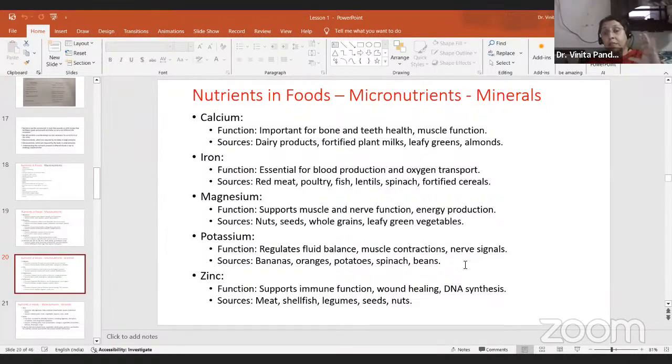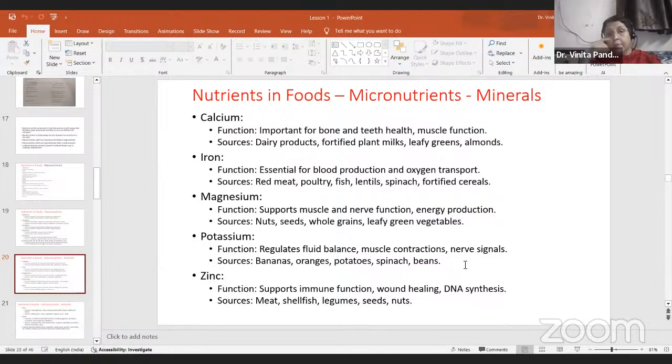Calcium, these are minerals. Minerals are one of the important categories in our micronutrients. So calcium, iron, magnesium, potassium, and zinc, and you can see in the slide the different sources. Calcium is for bone health and teeth health. Iron is very important for oxygen transport; hemoglobin is the oxygen carrier in the body, and for you to have a good amount of hemoglobin, iron intake is required. Spinach, palak, is considered the best source of iron.